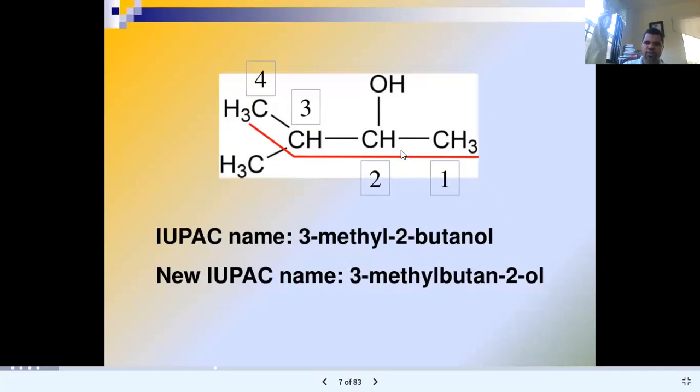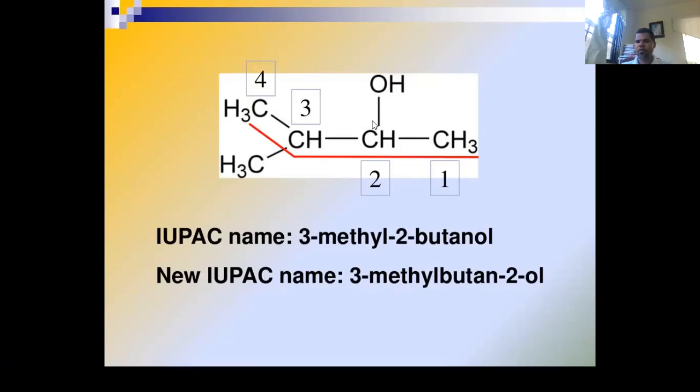But the butanol could be, the OH could be in carbon number 1 or in carbon number 2. Never would it be in carbon number 3. Why wouldn't it be in carbon number 3? Why is it not possible to have 3-butanol?